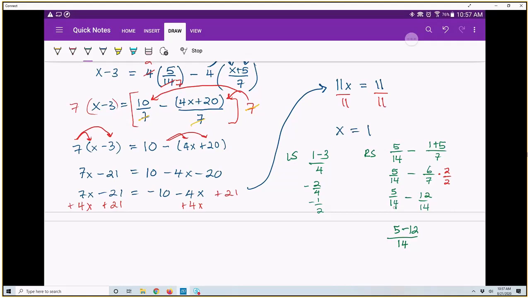So this is just reminding you how to add and subtract fractions. And that will give me minus 7 over 14, which is minus 1/2. So these two things are equal. Very good. That means that x equals 1 is the solution to my equation.